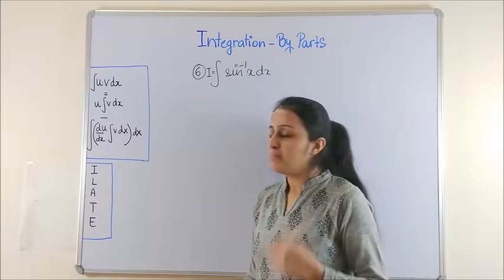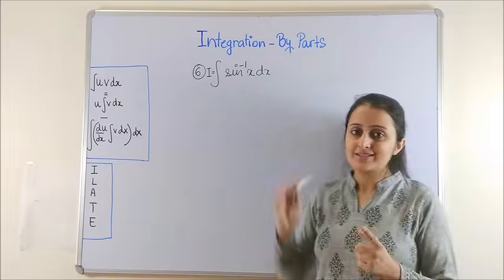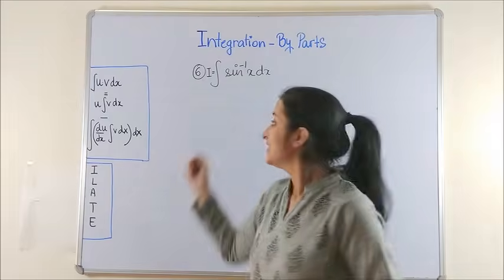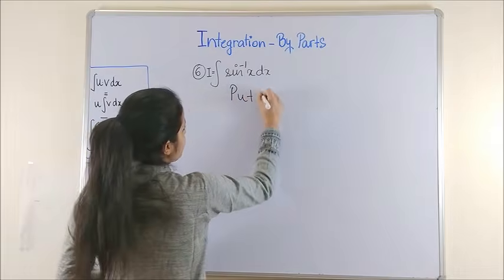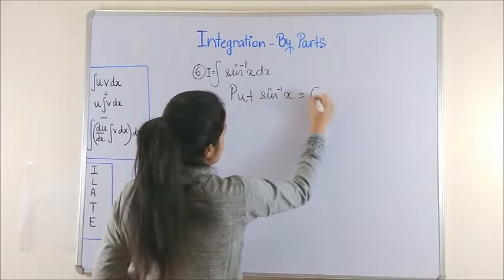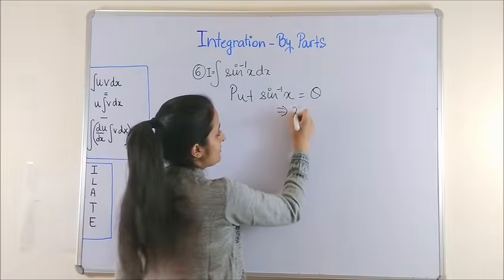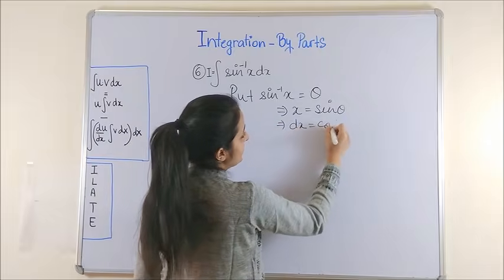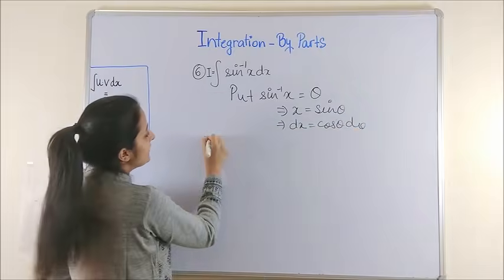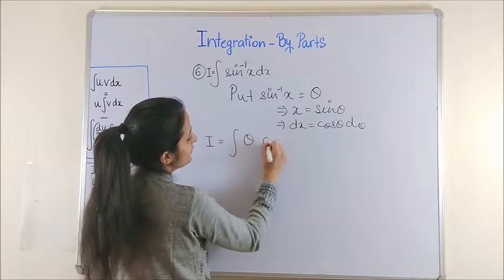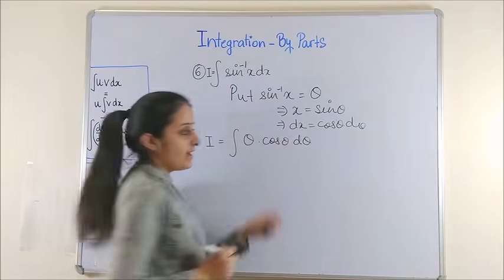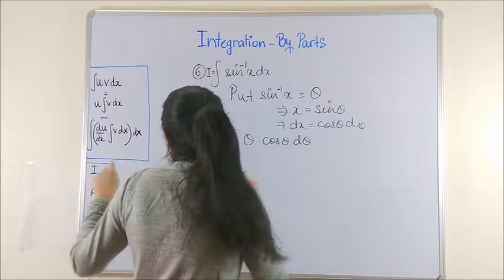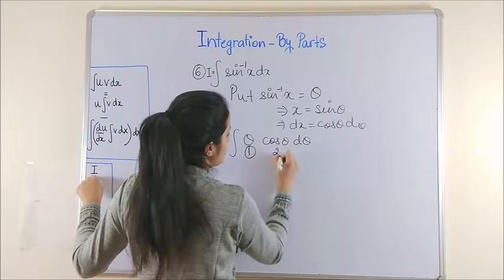Well, once again, you may like to introduce number 1 as a second function. However, there is another convenient way to deal with this question. Let's put your entire sine inverse x as, let's say, some theta. Now, you know this implies x is sine theta. So, dx would be cos theta d theta. So, your integral gets transformed to theta into cos theta d theta. And now you are ready to apply by parts, which would be much easier. So, this is the first function, this is the second one.